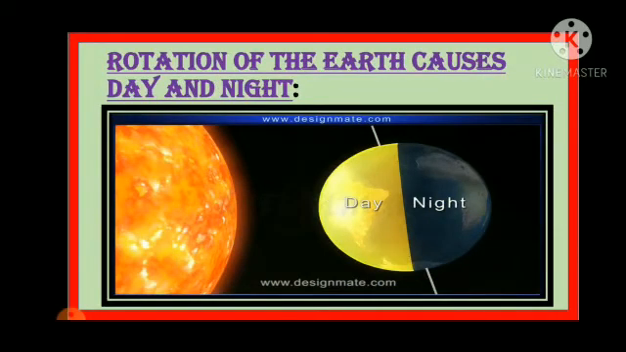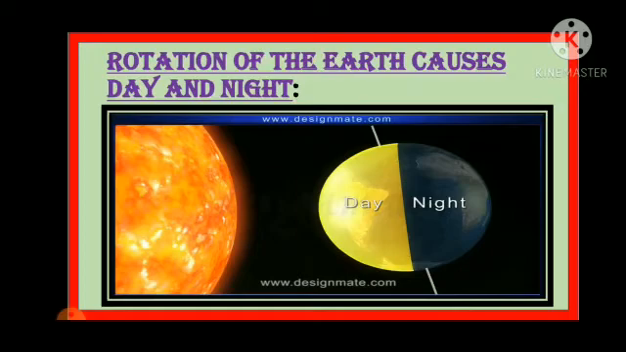Next, rotation of the earth causes day and night. Here we will understand how rotation causes day and night. As the earth rotates on its axis, at any given time, half of it faces the sun. This portion gets the sun's light, so it has day. The other half, which is away from the sun, during the same time remains dark and has night.